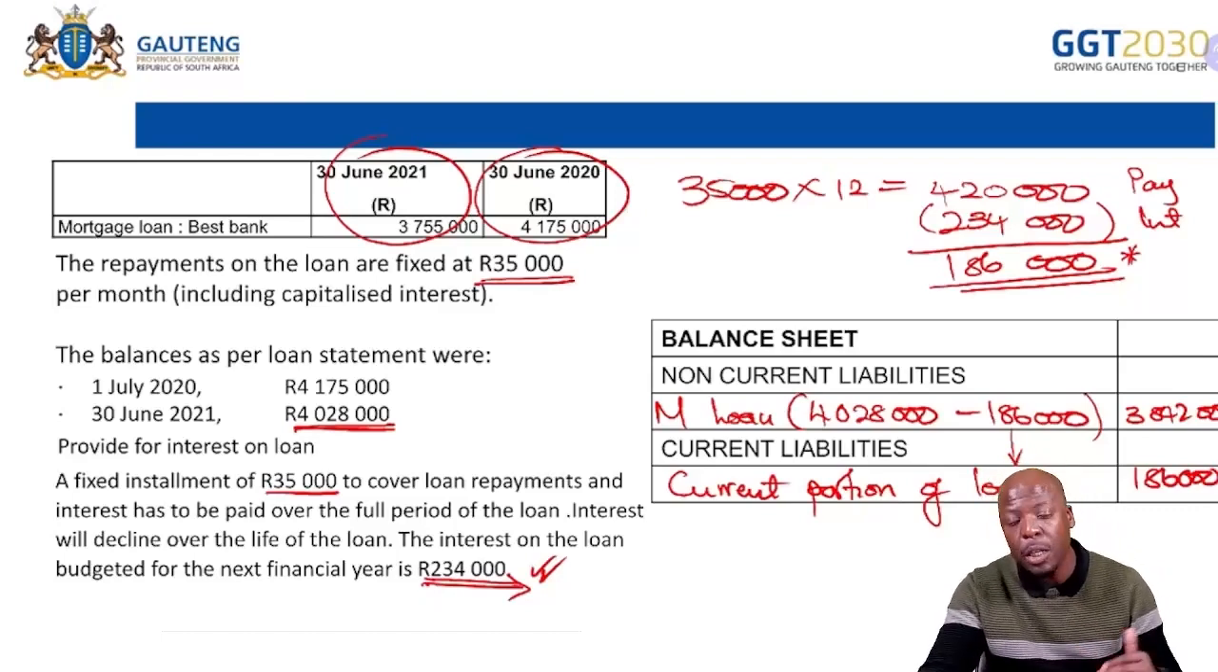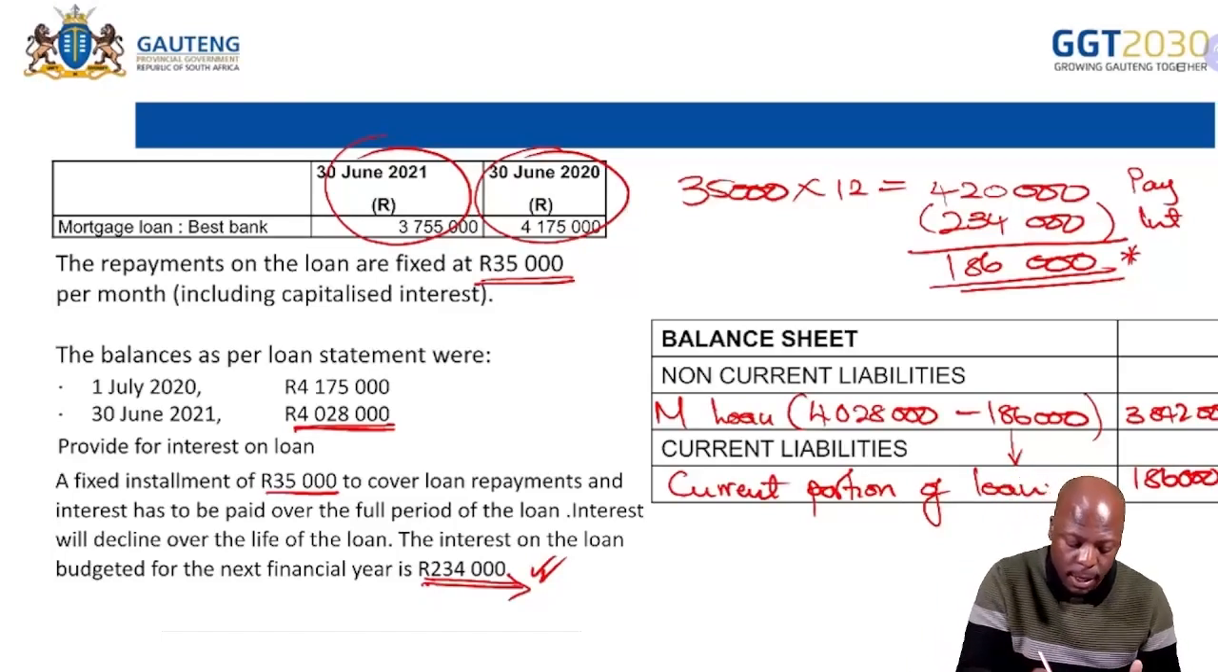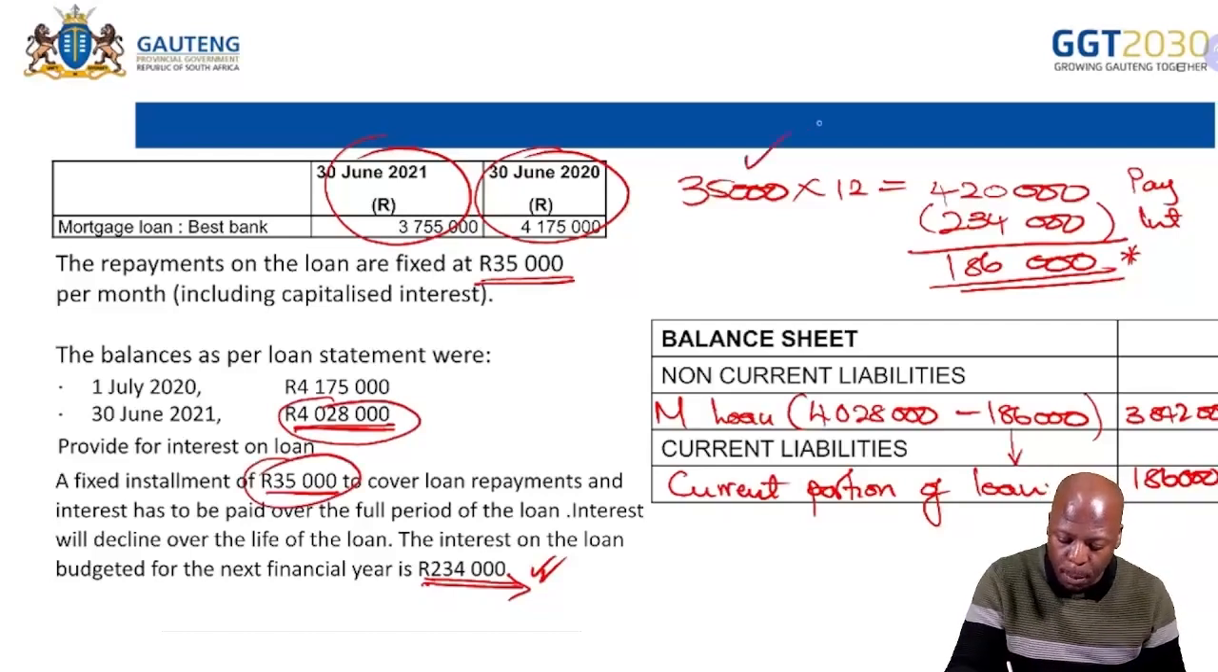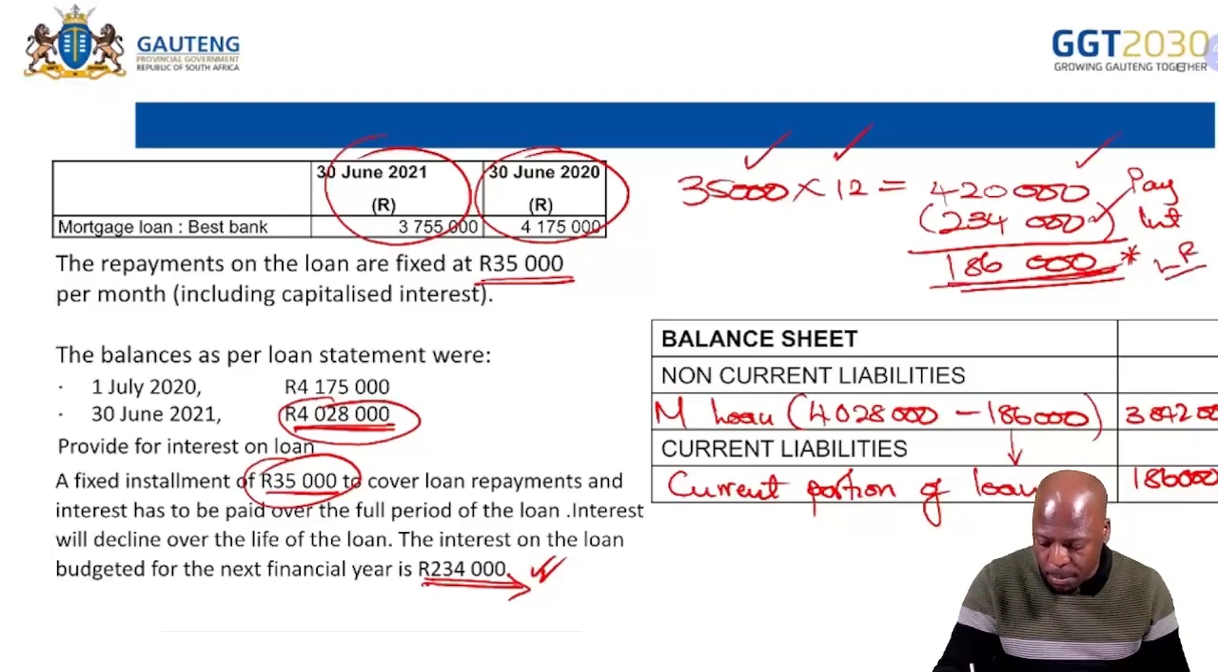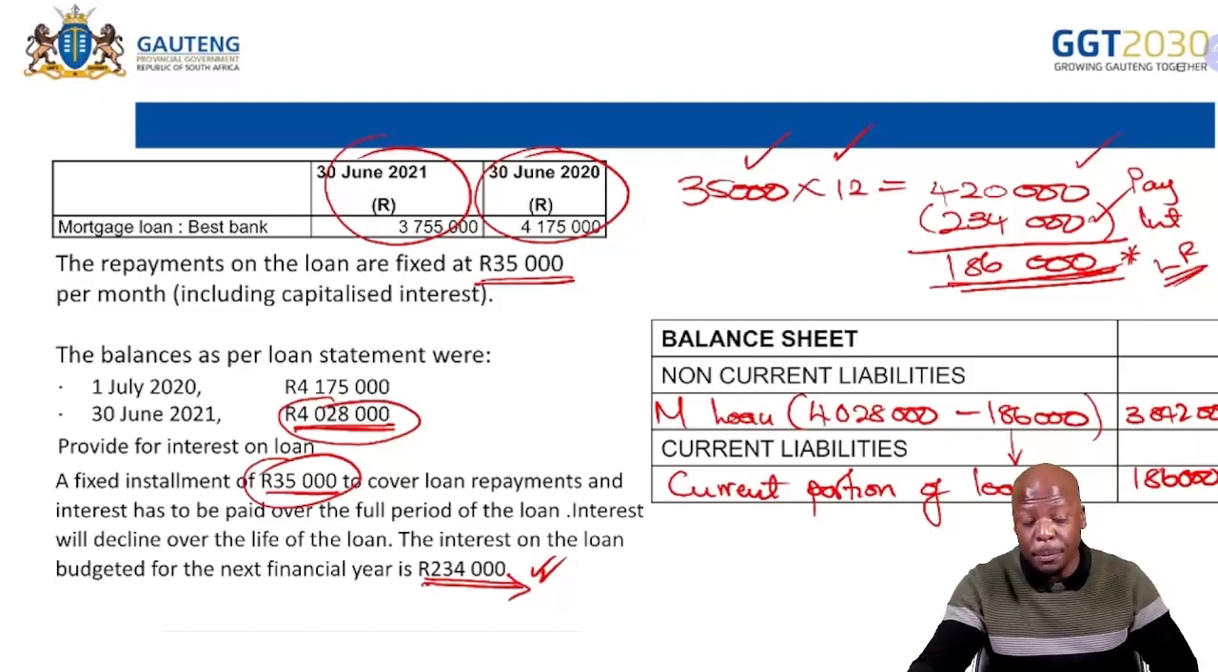Okay, very important. You did not have to open a T account for this one. There was no need for a ledger account. You simply had to understand that this is the balance of the loan at the end. And then we're going to continue paying 35,000, 35 multiplied by 12. That means we're going to be paying 420. Of that 420, the interest on the loan, we are expecting it to be 234. So we subtract 234. That means 186 goes to the loan repayment. There it is, as short-term loan.